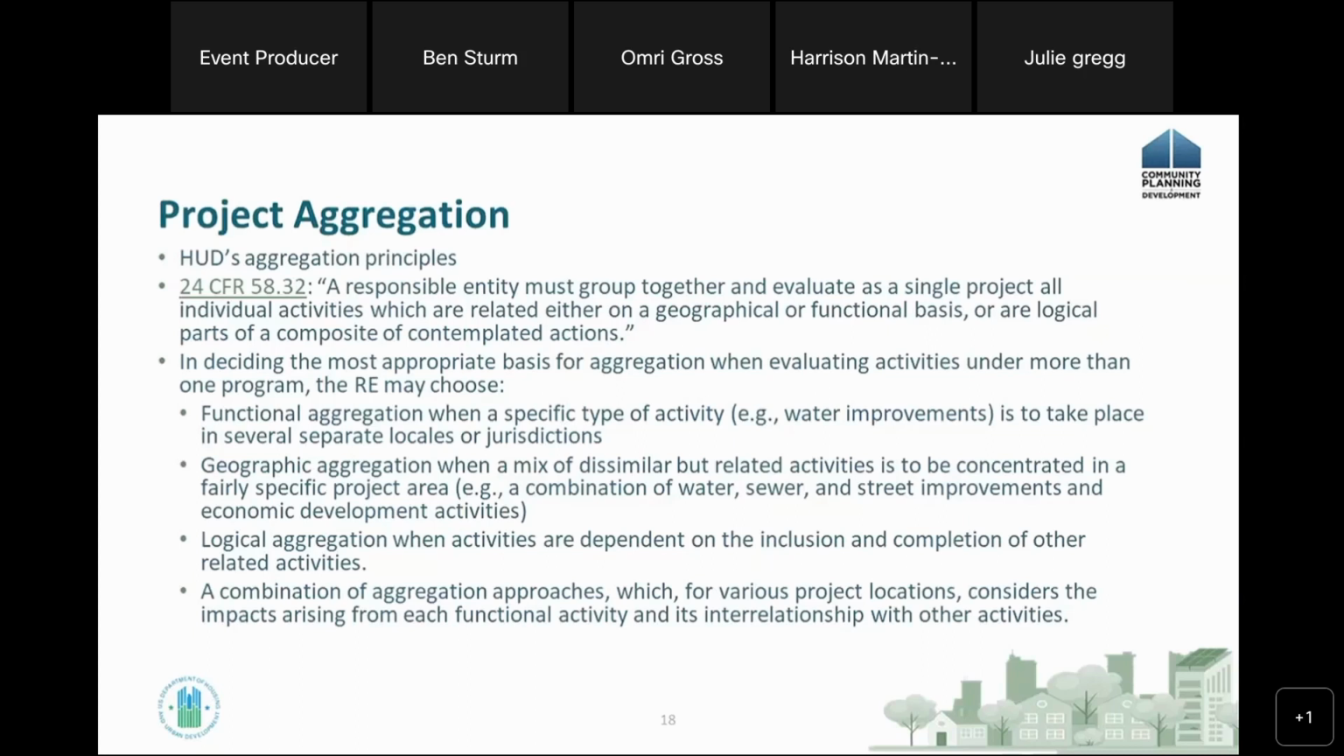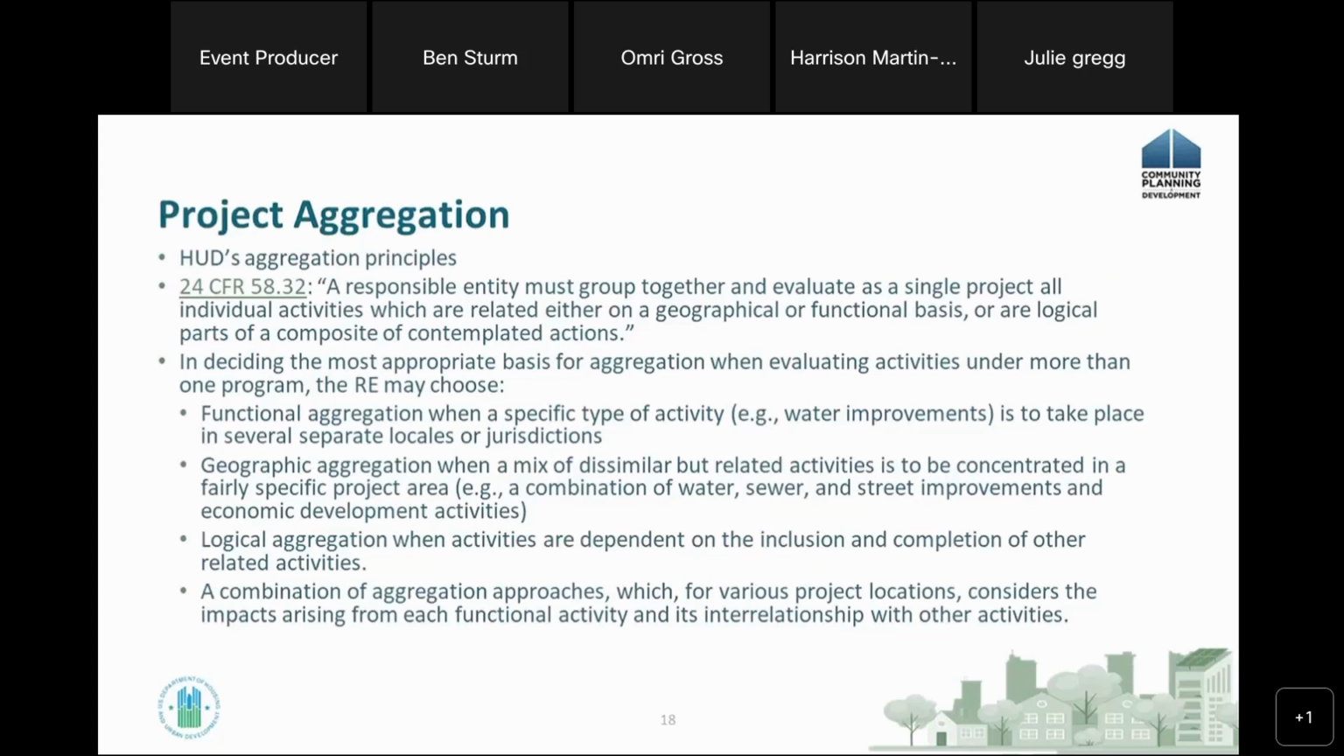So a functional relationship is when you have the same activity in different locations. You have a home repair program, same activity, home repair, but a bunch of different locations. That's a functional relationship. All of those individual home repair activities are related because they're part of the same home repair program. They have a functional relationship because the activities are the same, but they span different locations.